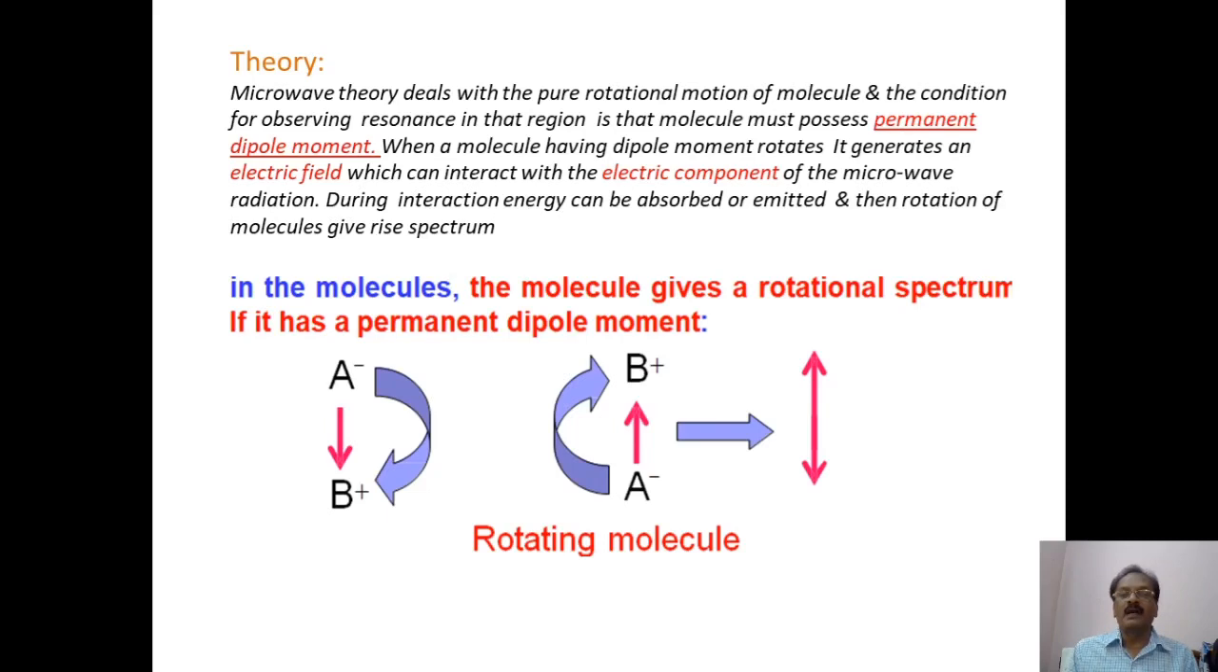When a molecule having a dipole moment rotates, it generates an electric field which can interact with the electric component of the microwave radiations. During the interaction, the energy can be absorbed or emitted, and then rotation of the molecule gives rise to a spectrum.